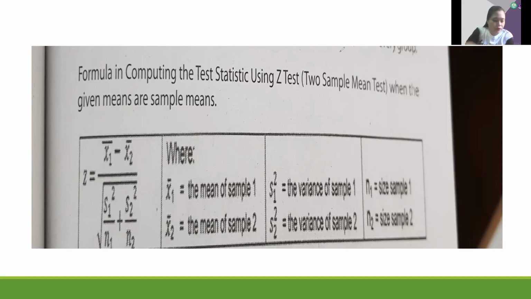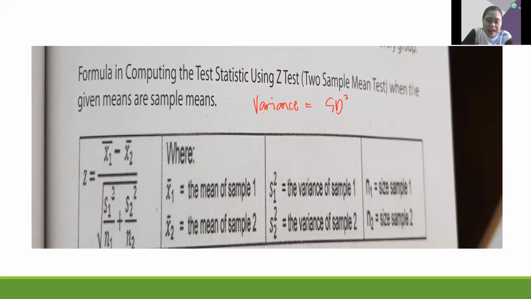Plus, take note that when you say variance, this is under measures of variation. When you say variance, class, this is computed as the square of the standard deviation. So for example, that is why there is a square there, because most of the time the given is the standard deviation. Okay, so s1 squared is the variance of the sample.